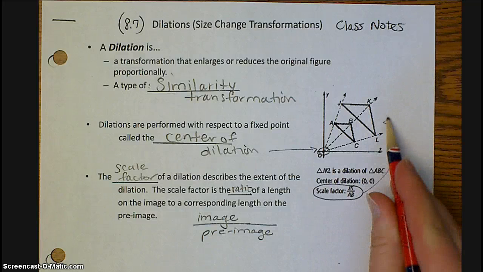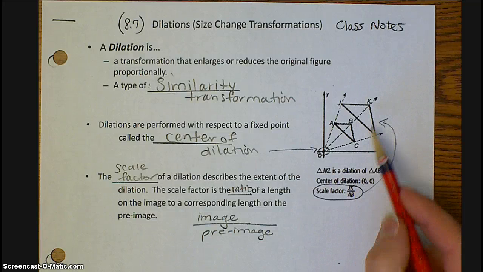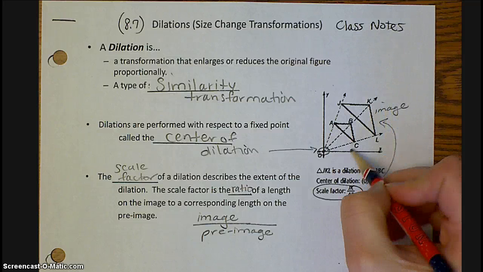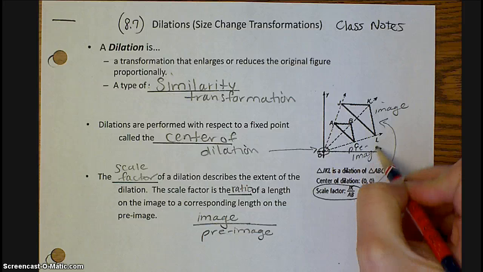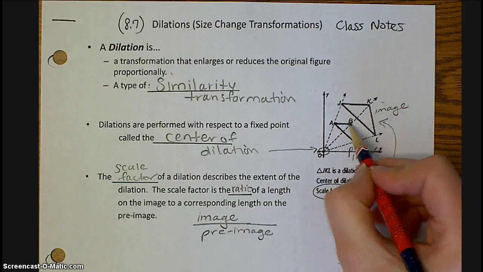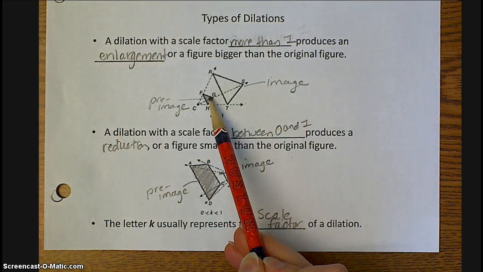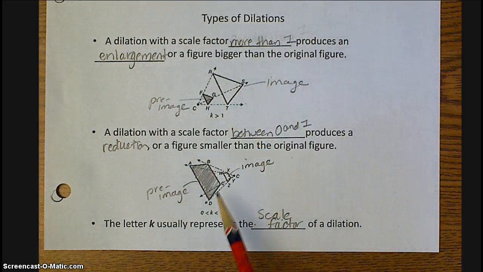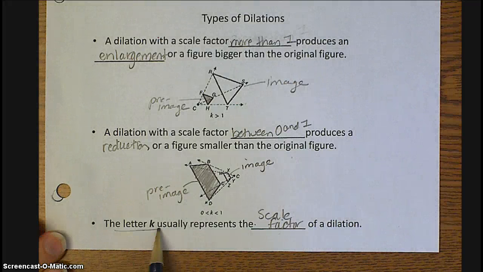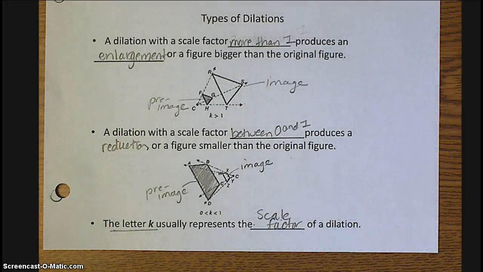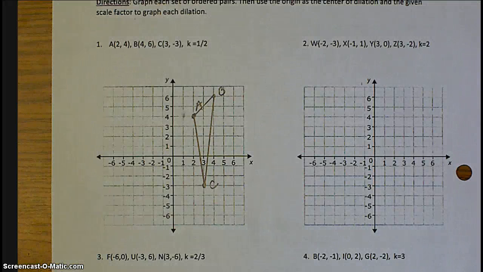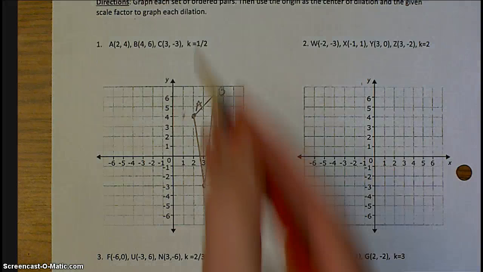So here's an example. Your scale factor, in this case, if this is the image and this is your pre-image, would be JK to AB. There's two types of dilations. It either can be an enlargement or a reduction. An enlargement occurs when your scale factor is more than 1, so it gets bigger. A reduction occurs when your scale factor is between 0 and 1, so it gets smaller. For our purposes, instead of writing out the word scale factor every time, we will just be representing that with the letter K.